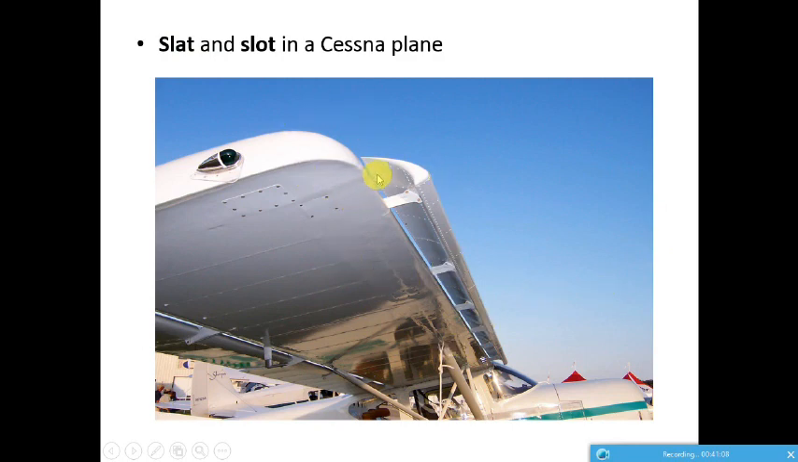Okay, so here you can see very clearly the slats or slot in a Cessna plane. Usually a Cessna plane doesn't have any slats, so I think it's a special model that is used to generate some high lift at low speeds.